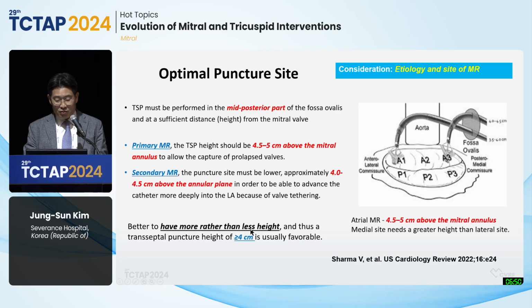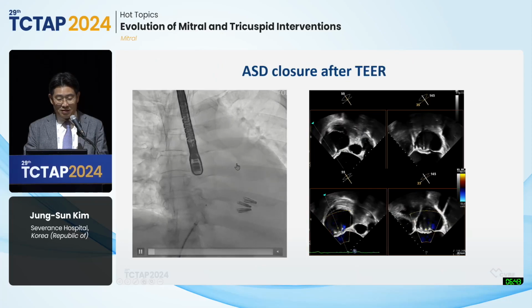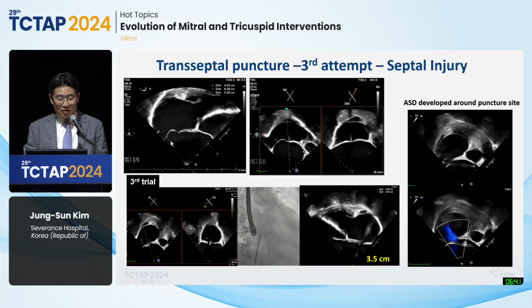Septal puncture height is usually recommended to be at least 4 centimeters, but there is some issue in this case. This is a recent case of ours. Here is the optimal puncture site, 4.2 centimeters. But as you can see here, there's a bulged atrial septum and it is very rigid, so it's not easy to get this height.